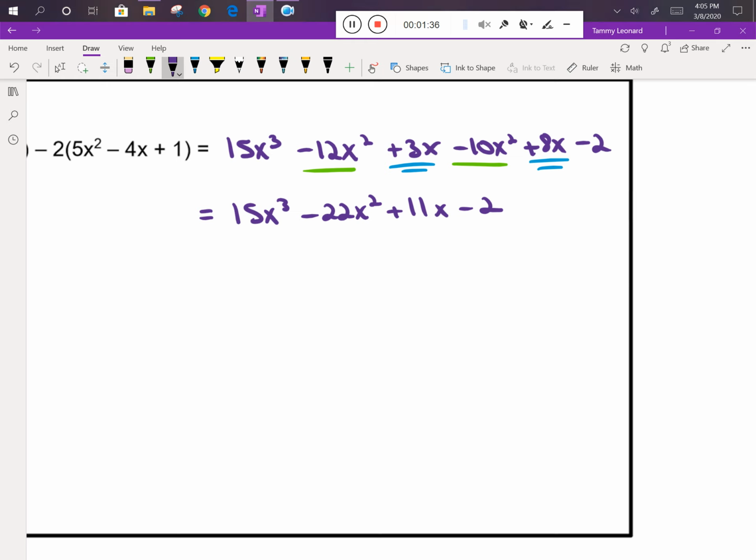And just as a reminder, that would be called a cubic polynomial in 4 terms. I'm not writing it down because the instructions didn't ask us to classify this one.